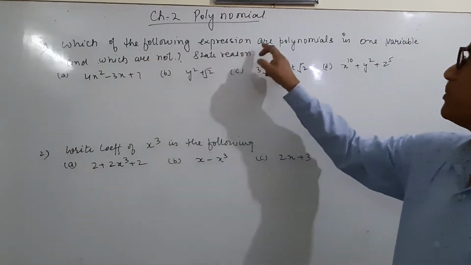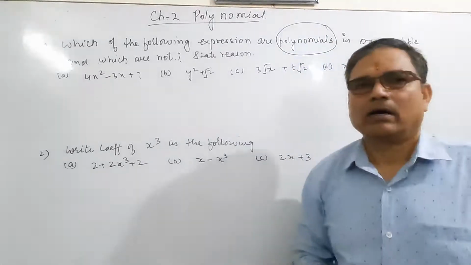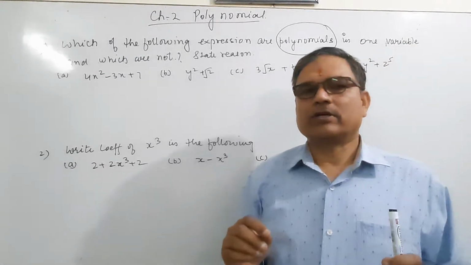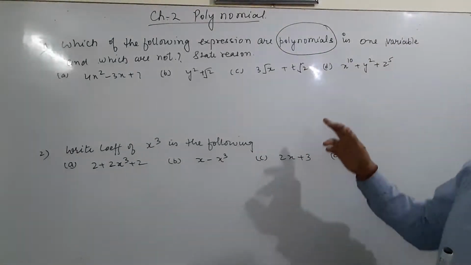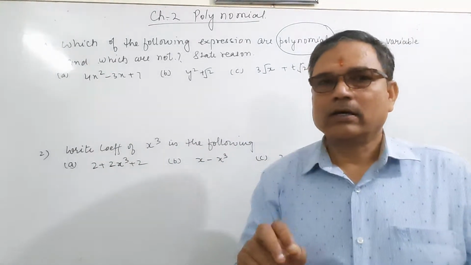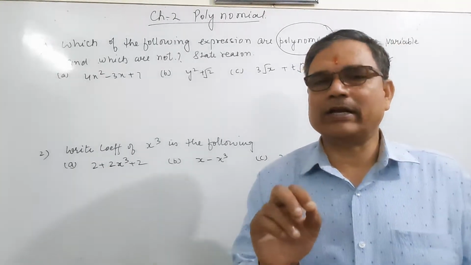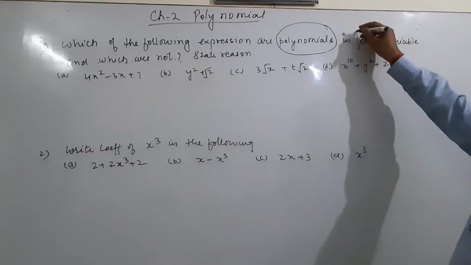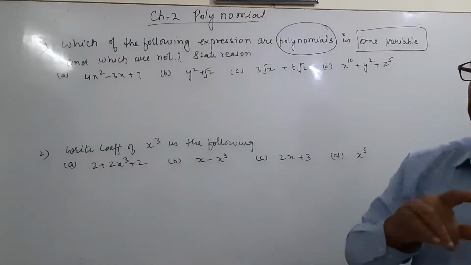Which of the following expressions are polynomials? It means you have to know what a polynomial is. It is an algebraic expression containing variables with different mathematical operations. You know it very well. The main point: you have to check that the degree of a polynomial should be a whole number. The power of a variable should be a non-negative integer, and in one variable it should contain only one variable, not two, three, or four variables.